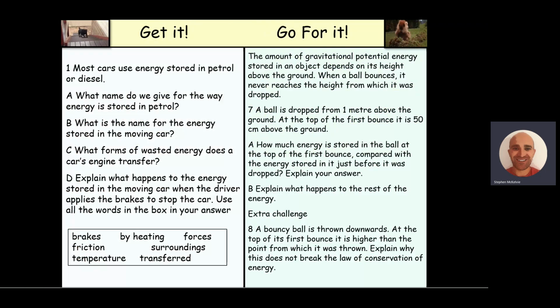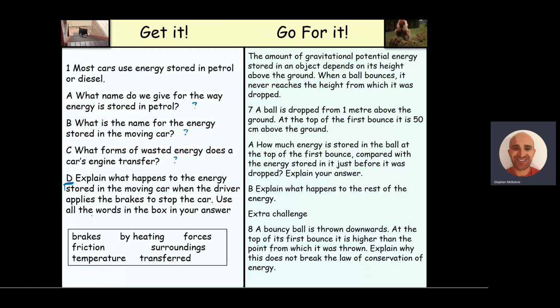Okay, here's a get it, go for it. Down here, D, this is going to be an extended writing task. So I'm going to look for a paragraph. Okay, so I'll explain everything. Most cars use energy stored in petrol or diesel. Three questions here about the way energy is stored, and then explain what happens to the energy stored in the moving car when the driver applies the brakes to stop the car. Use all the words in the box in your answer.